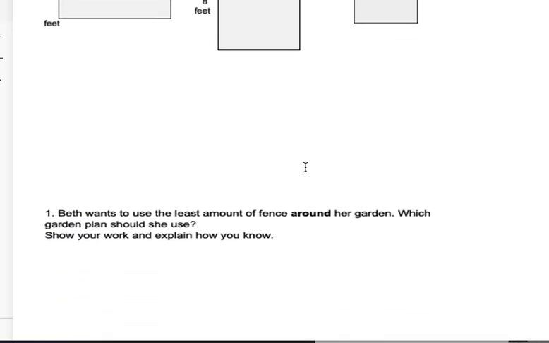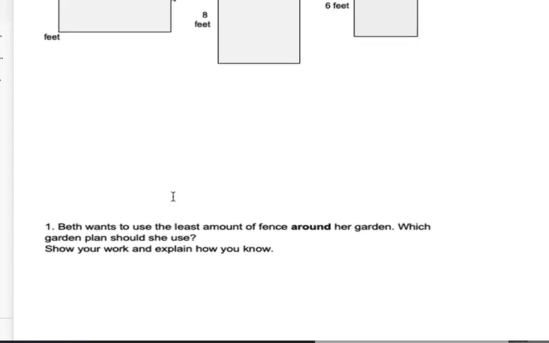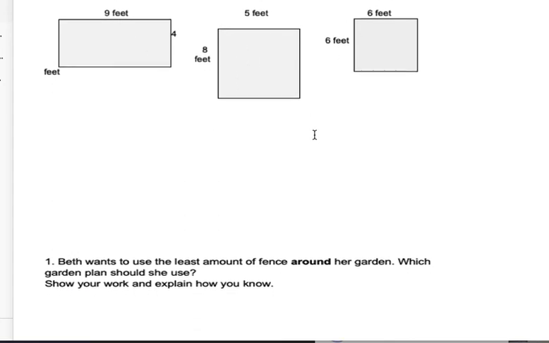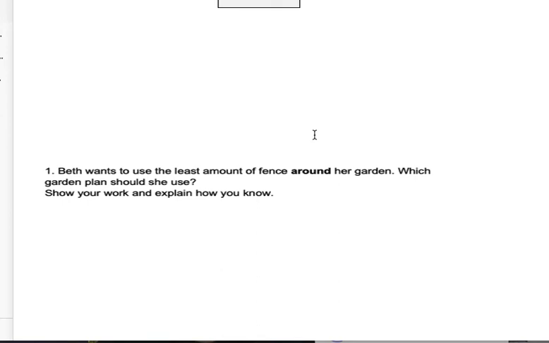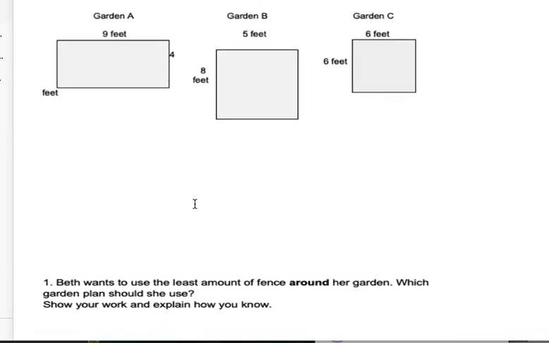Beth wants to use the least amount of fence around her garden. Which garden should she use? So you should find the perimeter for each one of these gardens. This one for garden A, that's 4. So this side is 9 and this side is 4, just to let everybody know.